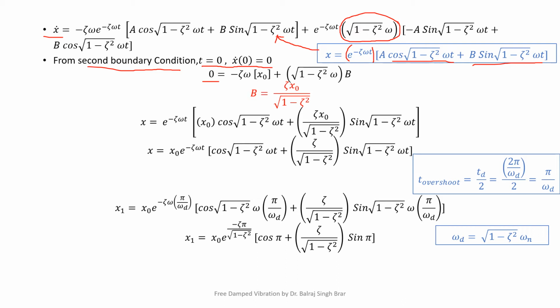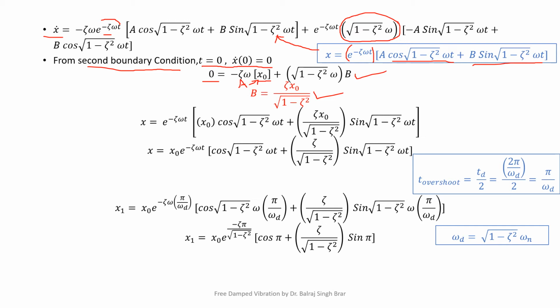Now, what is there? This term becomes 1. Cosine term becomes 1. A is where A takes the value of x naught. So this is the value of A, plus B. Sine 0 is 0, it is not there, plus this e raised to power minus zeta omega t is 1, 1 minus zeta square omega, sine term is 0, B, and this term is 1. So on this solution is like this. We solve this, B comes out to be zeta x naught upon root of 1 minus zeta square.